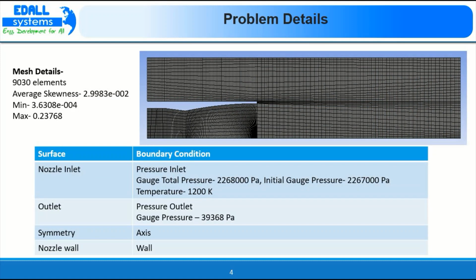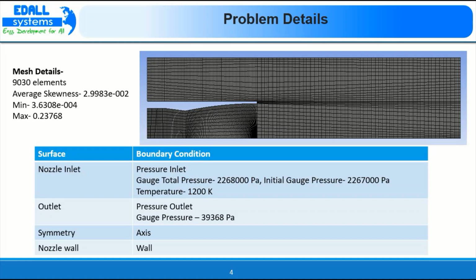So this is the mesh made for the following geometry. Only 9030 elements are used, so that it will be easy for everyone to use it in their ANSYS Fluent, because some laptops will have very general kinds of specifications. It has average skewness and minimum and maximum values as given.